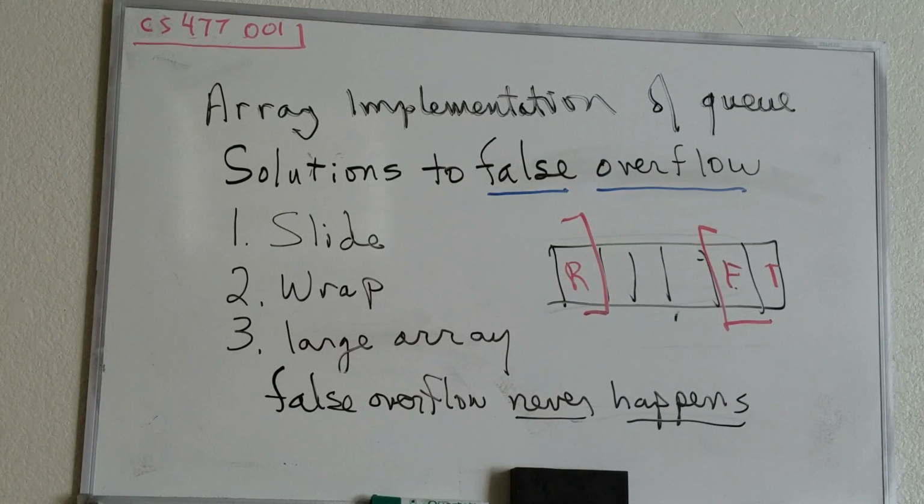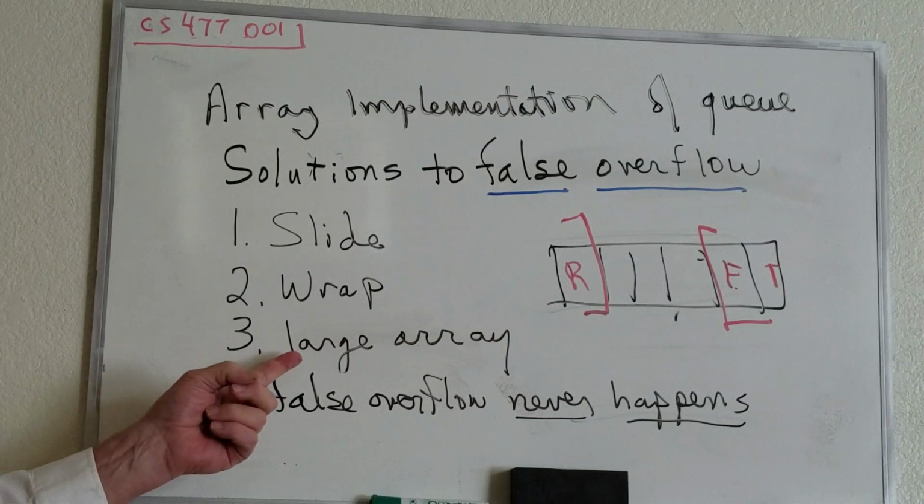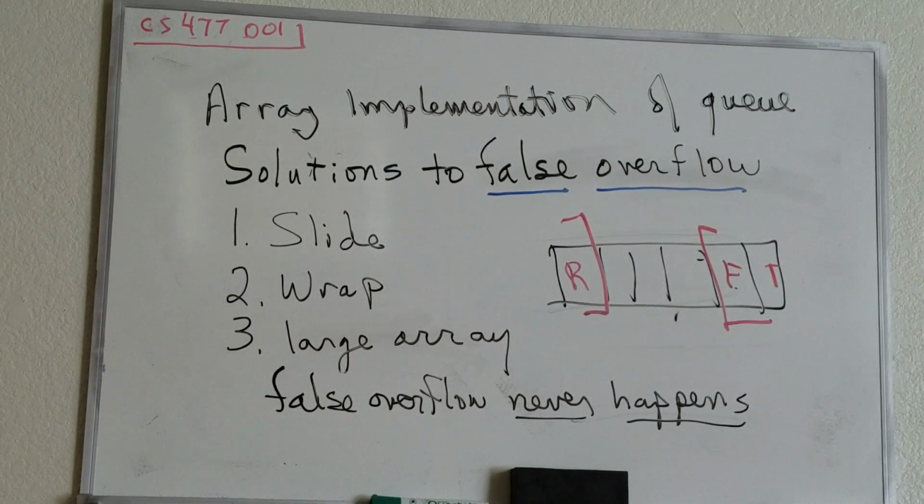Now, we're talking about items that are inserted, possibly deleted, and then other items inserted. So you count the total number of insertions. And if that were 1,000, then an array of size 1,000 would be sufficient. You don't have to worry about false overflow because it'll never happen.